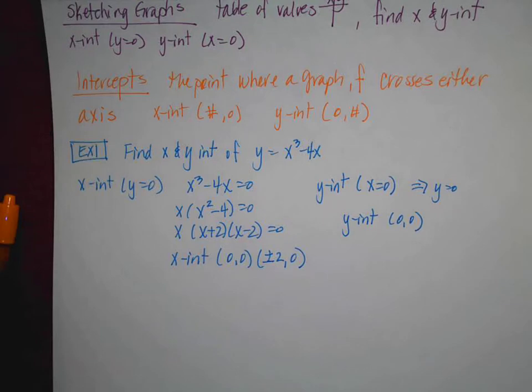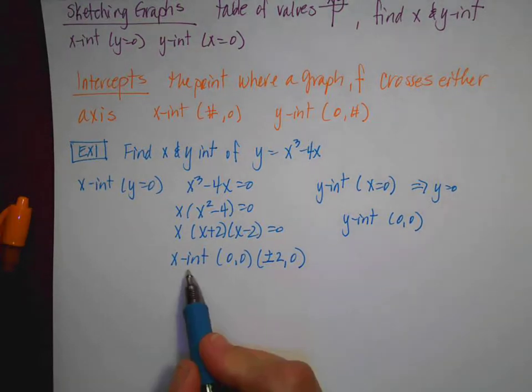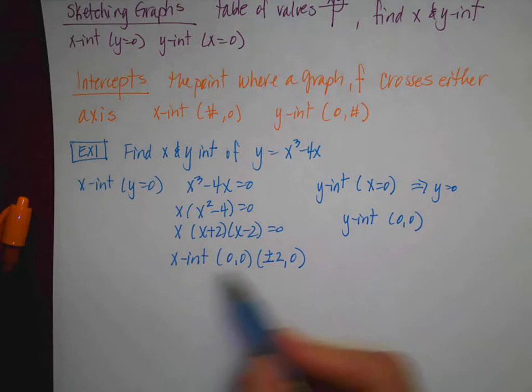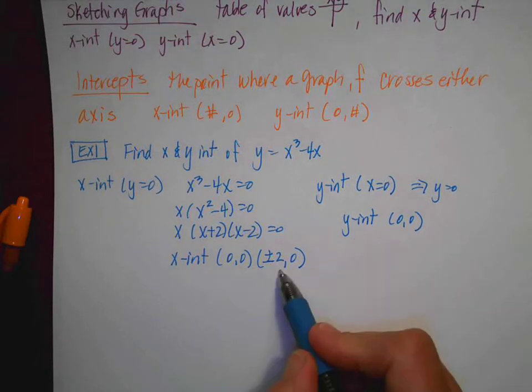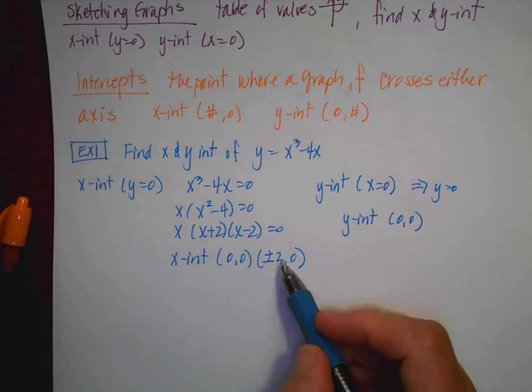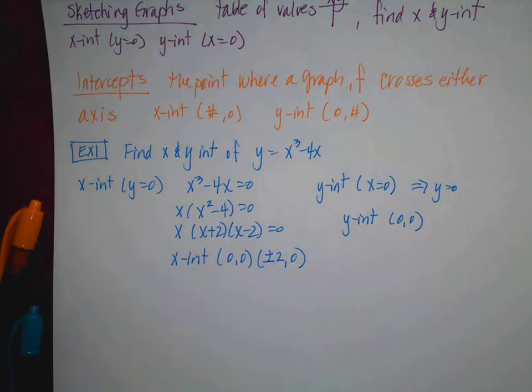A couple of things about reporting, and I'm going to harp on this all year, because the difference between a 4 and a 5 on your AP exam is being able to have a conclusion statement at the end of your work. So you always want to have a conclusion statement at the end of your work.